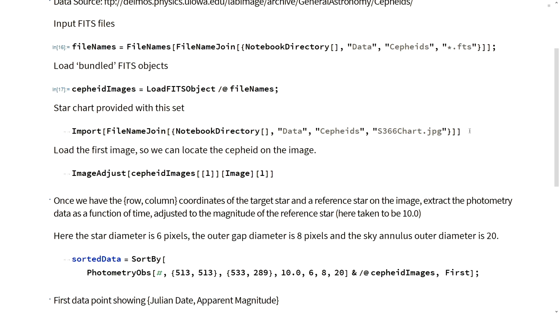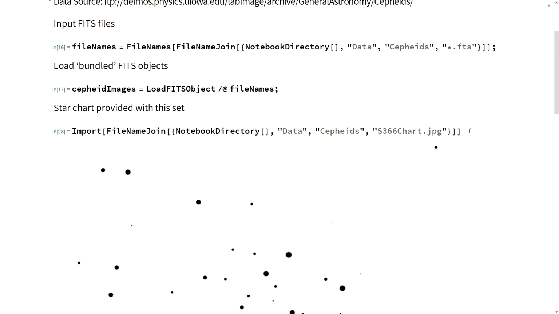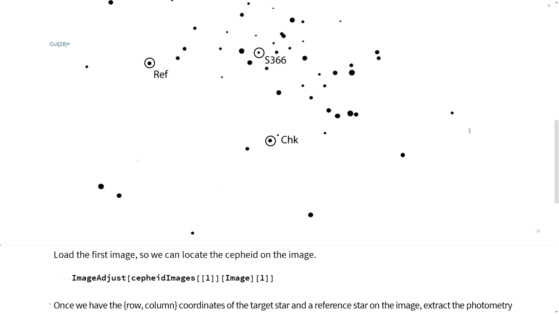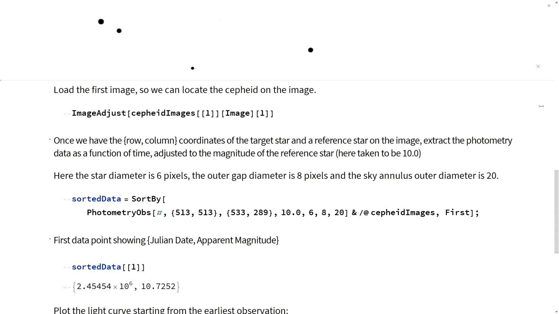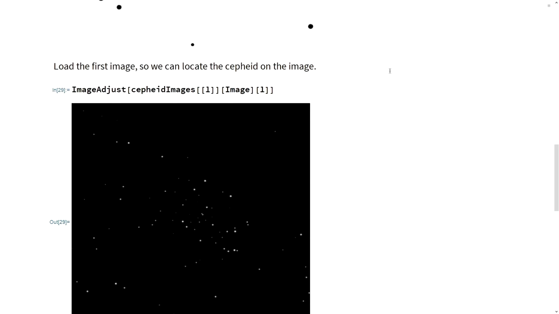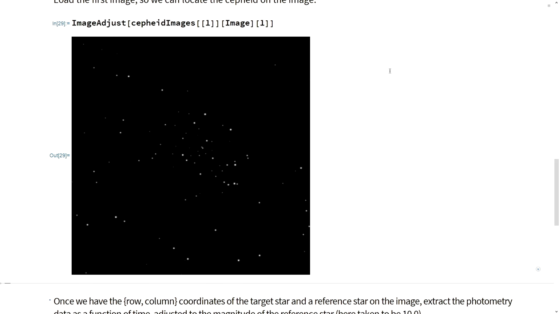I've loaded the Cepheid images, and this is the region of the sky we're looking at. The University of Iowa has kindly pointed out where the variable star is, and where our reference star is. And we can take a look at the first of our images. So there's the star field. And if you look carefully, there's our Cepheid, and there's our reference star over there.